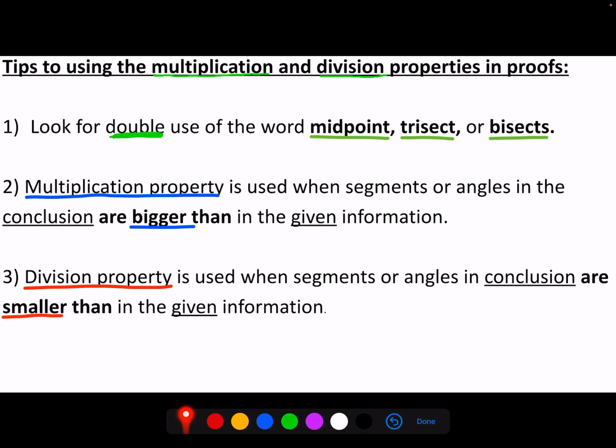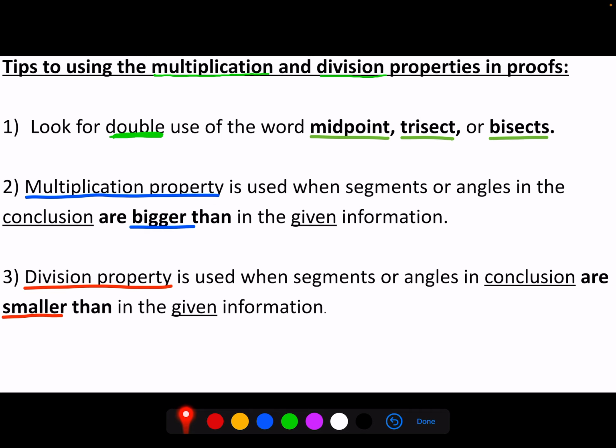Now, if I see these words, then I can go in and think, okay, am I going to use multiplication property or division property? Now, the multiplication property is used when segments or angles in the conclusion, meaning what we're trying to prove, are bigger than the information that's given.